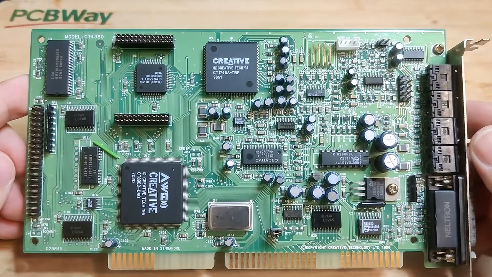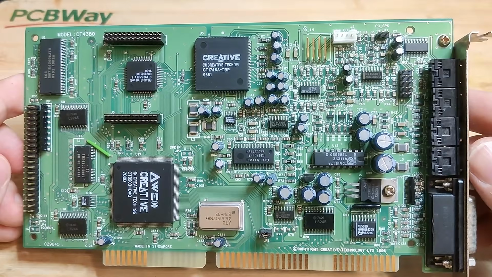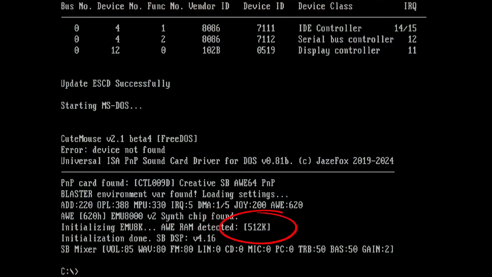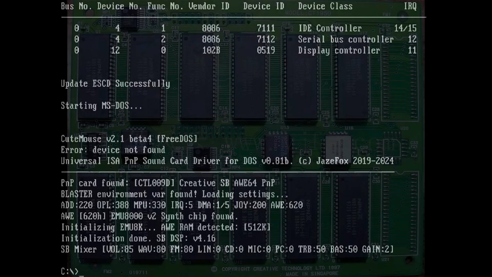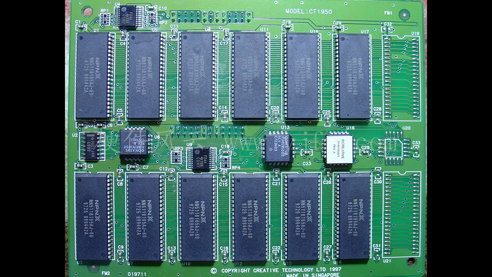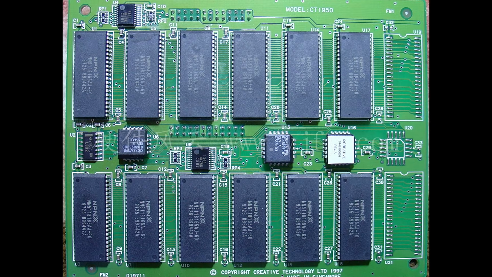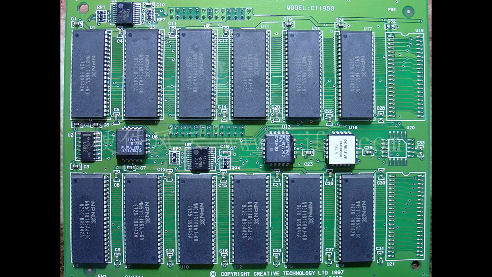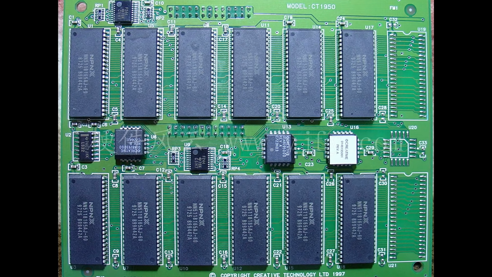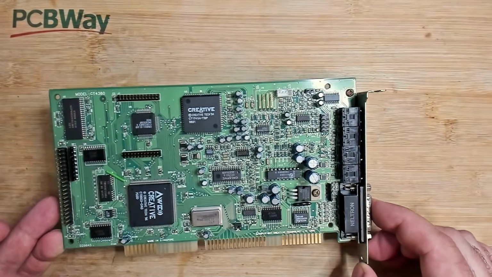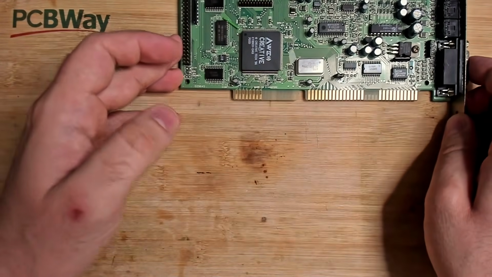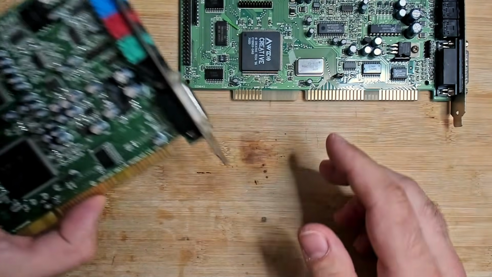And this is what made the AWE64 Value Edition. You only got 512 kilobytes of onboard memory. If you wanted to have more memory, then you had to buy a proprietary memory expansion board. These boards were quite expensive, and today they're almost impossible to find. Now, this is one of the AWE64 cards I have. Let's put this aside and have a look at another card.